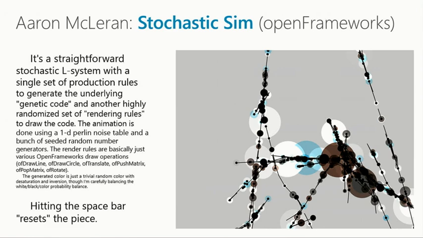It's a straightforward. This is wonderful, Aaron. This guy's so smart. I feel really dumb, which is like most of the time, but I feel especially dumb. It's a straightforward stochastic L system with a single set of production rules to generate. I don't know what most of those words mean, but hitting the spacebar resets the piece. I understand that. That's where you get me back.